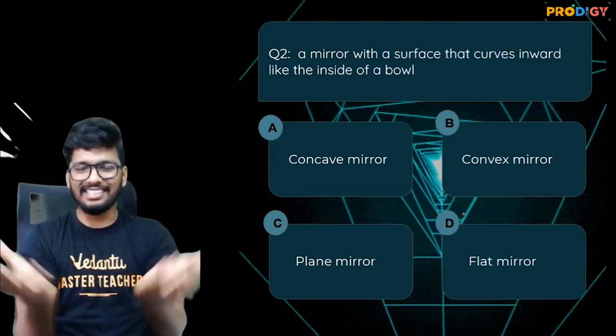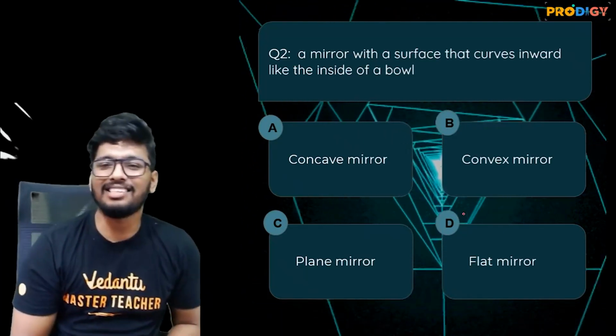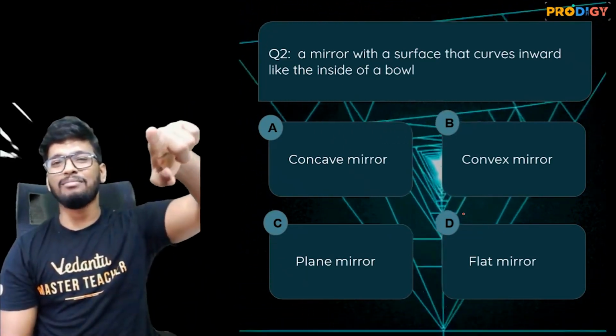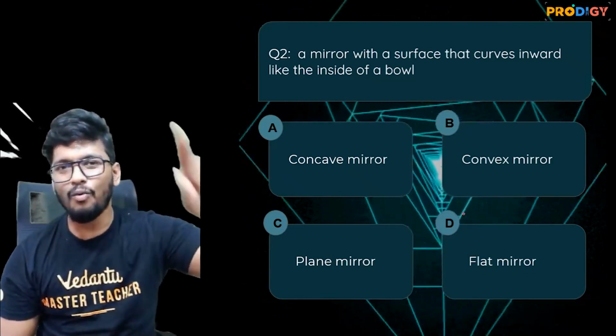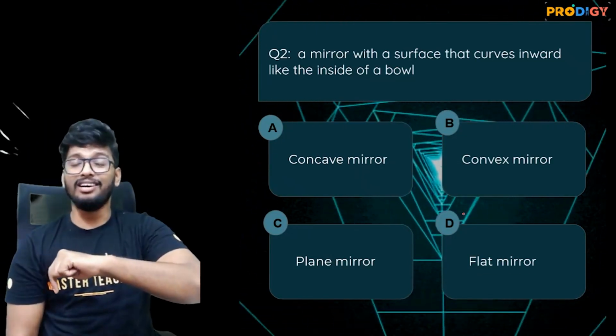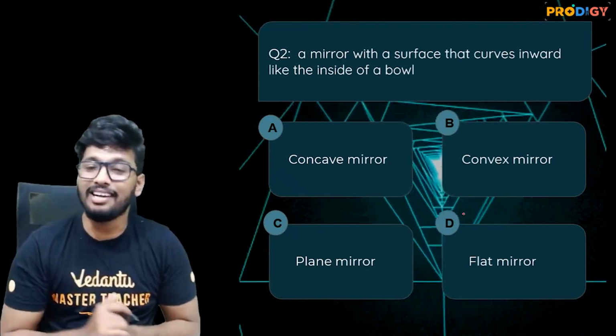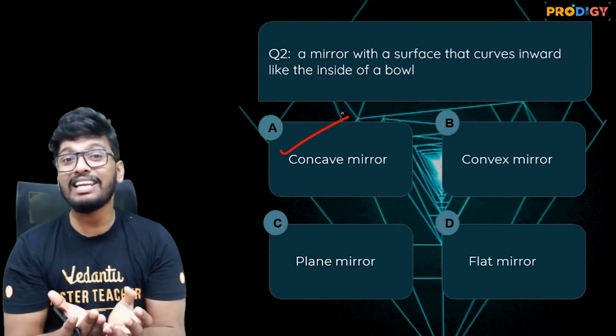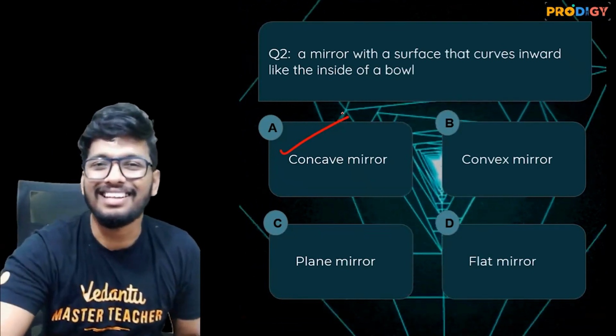If you have a bowl, like the inside of the bowl, what is that called? Is it called a concave mirror, a convex mirror, a plane mirror, or a flat mirror? I'll give you another 5 seconds. 4, 3, 2, 1. Pause the video if you don't know the answer and you want more time. But the answer to this question, guys, is a concave mirror. If it's curved inwards, it's concave. If it's curved outwards, then it's convex.